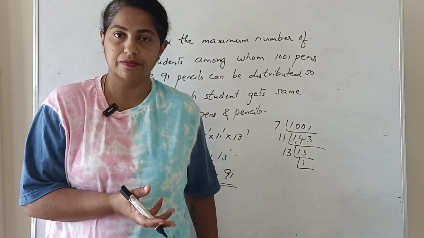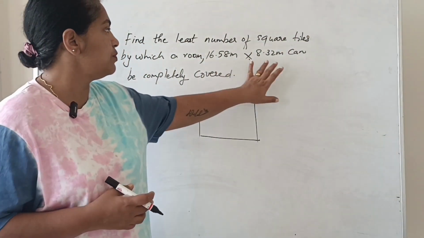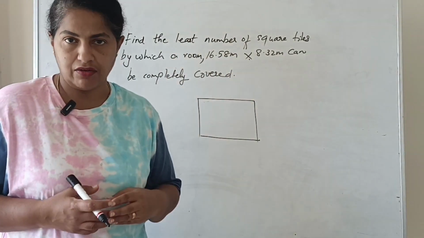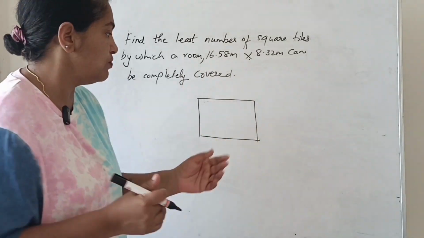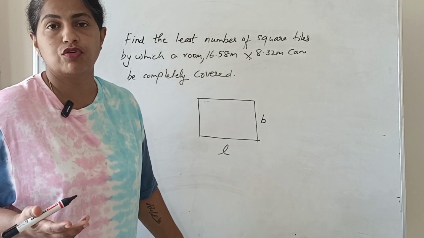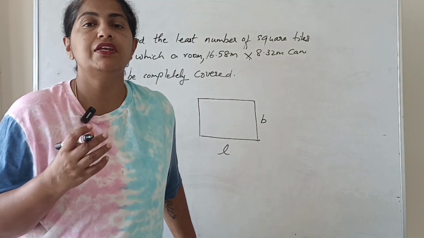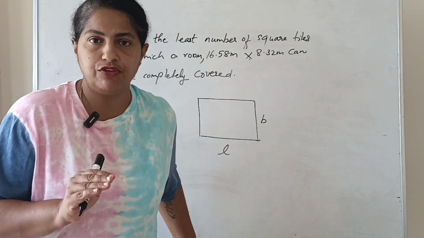Okay. Find the least number of square tiles by which a room 16.58 meters by 8.32 meters can be completely covered. In this particular question, the dimensions of a room are given to you. It has a length and it has a breadth, and we are planning to cover the floor of the room with tiles. We need to find the number of tiles. We do not know the dimension of the tiles. That also we need to find.